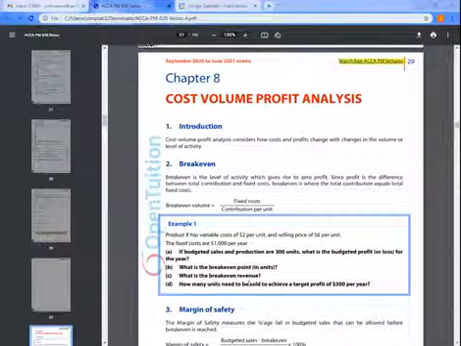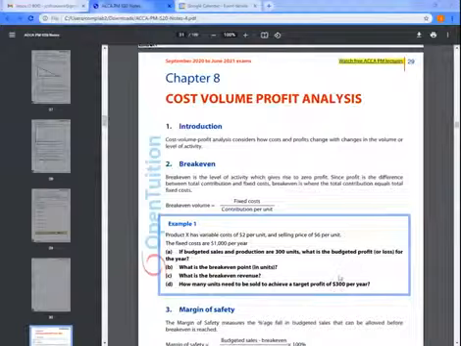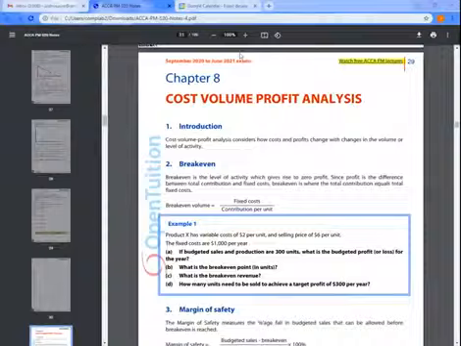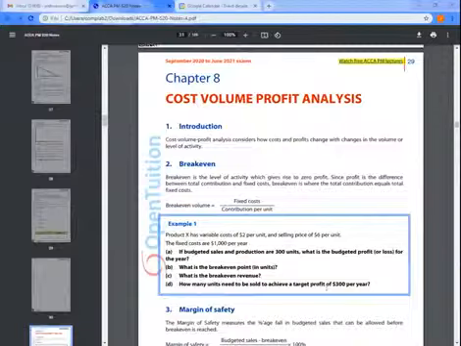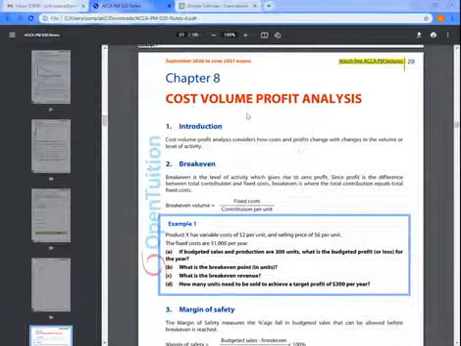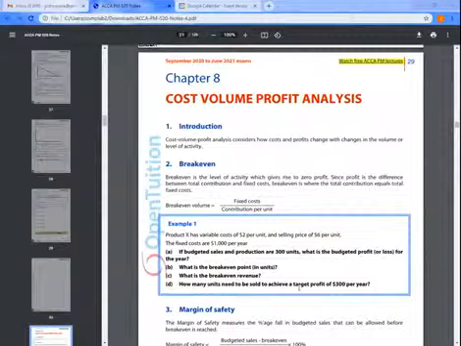How many units need to be sold to achieve a target profit of 300 per year? I would want to see whether there is any student who will be able to give us an answer there. Is there any student who will be able to give us an answer?